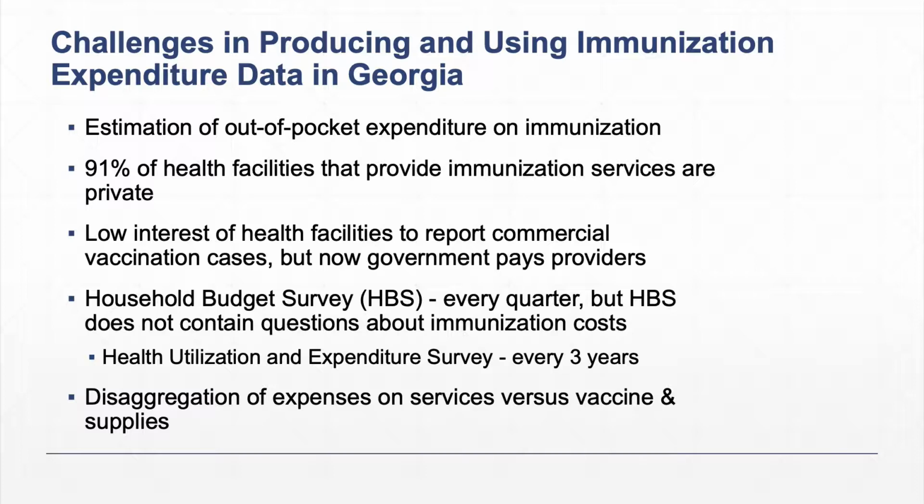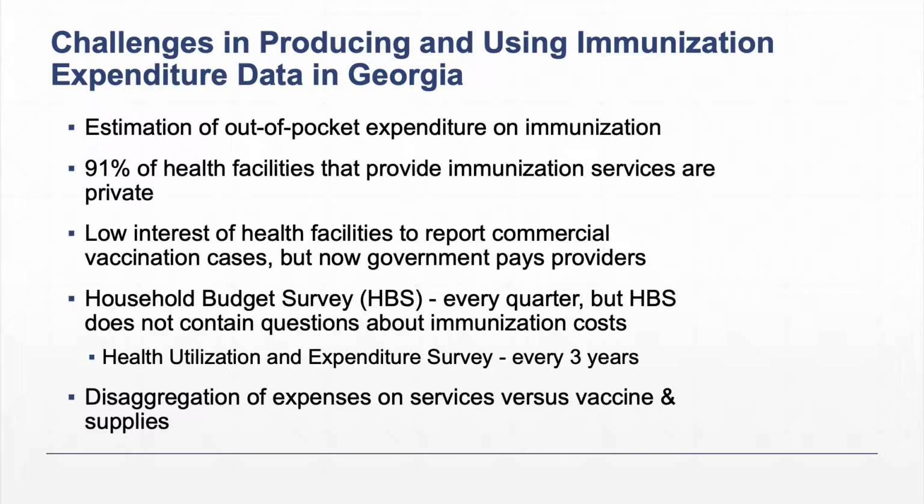They were not interested in registering cases of commercial vaccines in the immunization registry, which is the only routine source to estimate OP. Since 2017, the Ministry has implemented a result-based financing mechanism for immunization, which significantly increased the quality of data. It should be mentioned that the HBS, the Household Budget Survey of Geostat, does not contain questions about immunization costs.